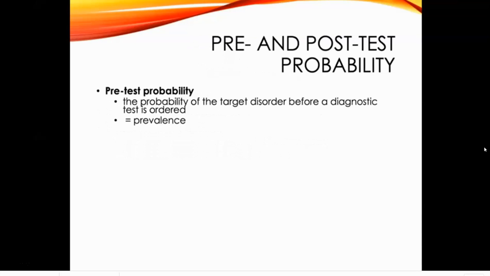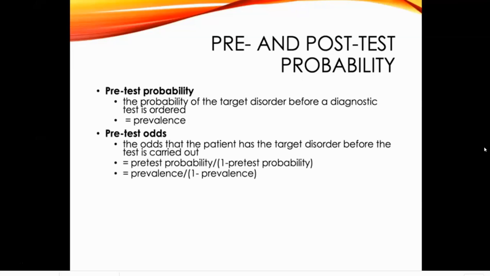All right, so let's go back to the pretest probability. Pretest probability can be converted to pretest odds, which are the odds that the patient has the target disorder before the test is carried out. And you do this with the formula pretest probability divided by 1 minus pretest probability, or you can do it with prevalence, as prevalence divided by the quantity 1 minus prevalence.